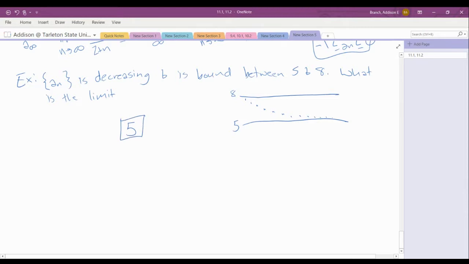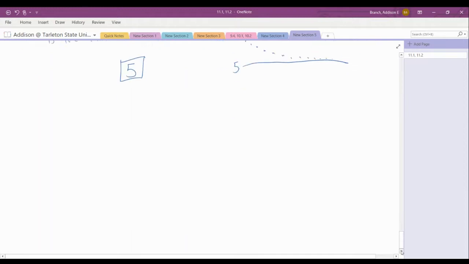And this kind of makes sense. We also had that theorem earlier that said every bounded monotonic sequence is convergent. So essentially, if you have a bounded increasing function, you will go towards the upper bound. If you have a decreasing bounded function, your limit will be the lower bound. All right, so that's all I have for section 11.1. Let's go ahead and move on to 11.2.